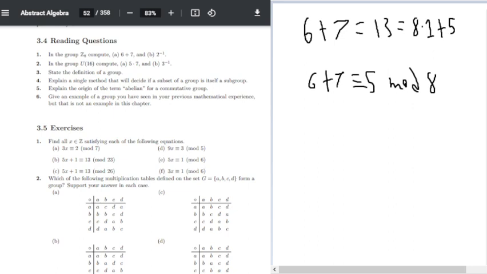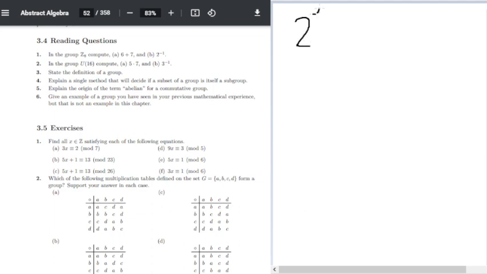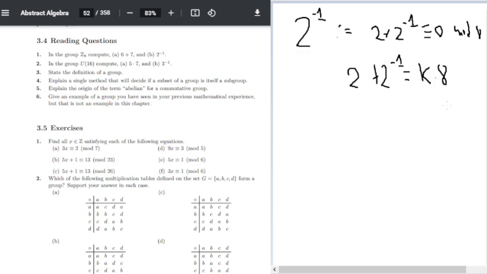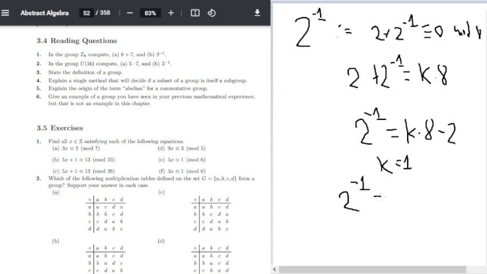2. In the group Z sub 8, we have to have some element 2 to the negative 1, the element such that 2 plus 2 to the negative 1 is congruent to 0 mod 8, which would mean that 2 plus 2 to the negative 1 is equal to k times 8. So 2 to the negative 1 equals k times 8 minus 2. Let k equal 1. Then 2 to the negative 1 equals 8 minus 2 equals 6. So we can also easily see 2 plus 6 is congruent to 0 mod 8.